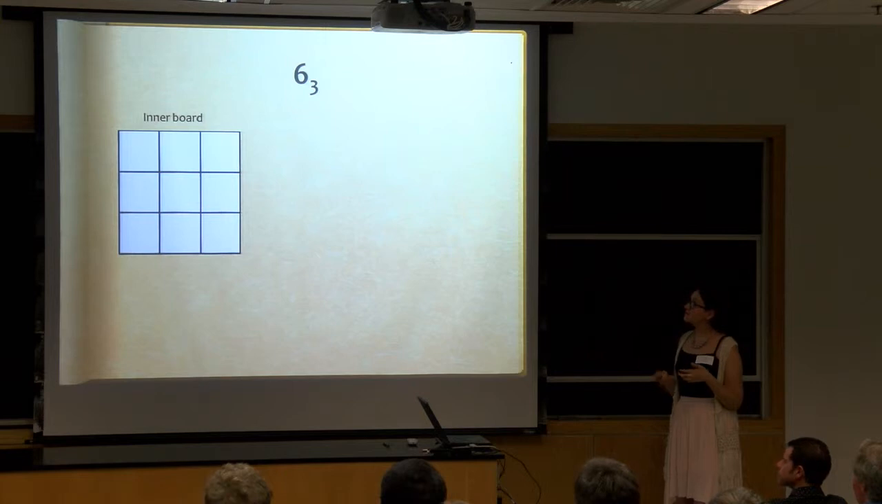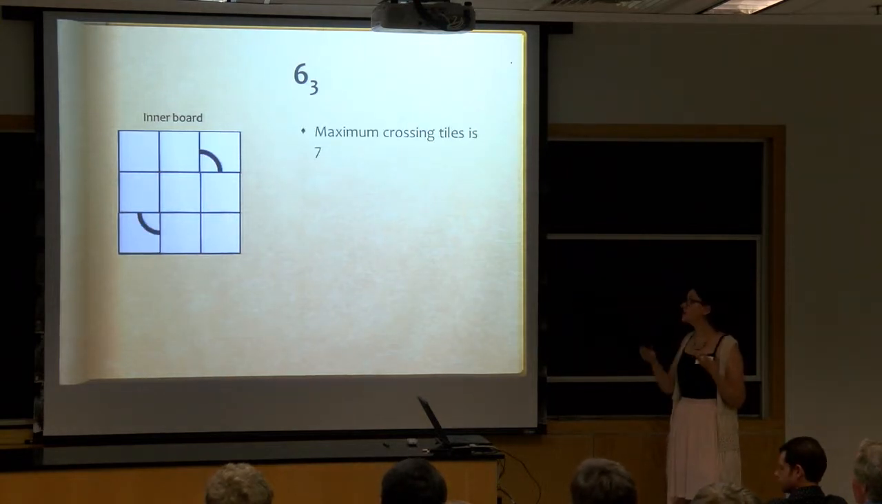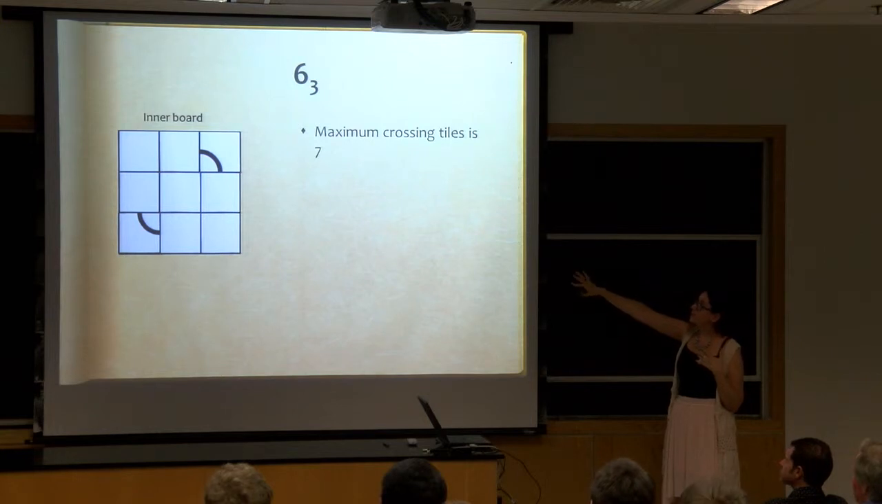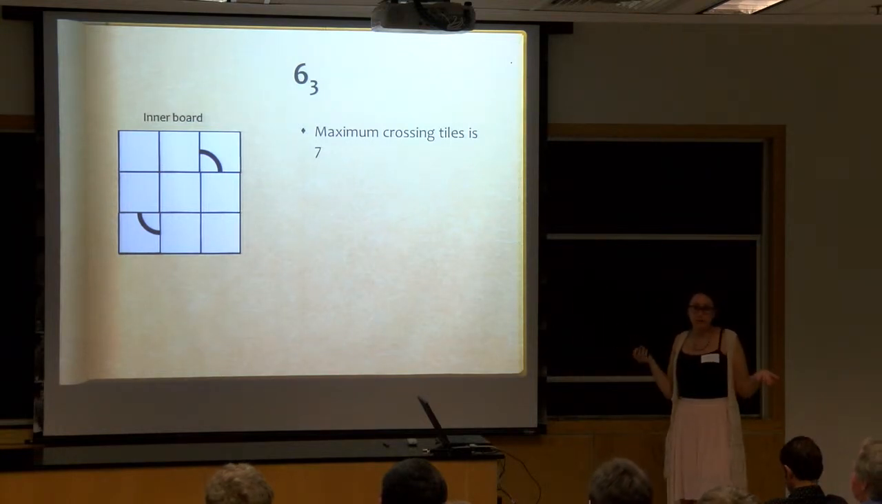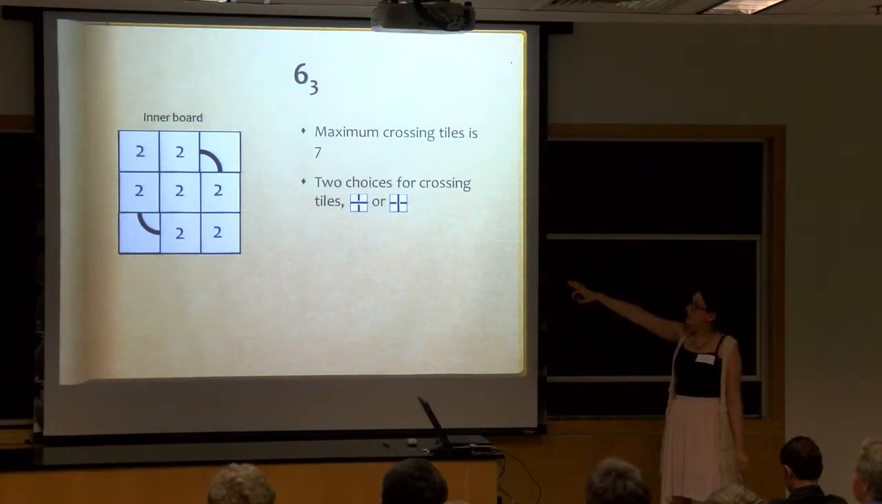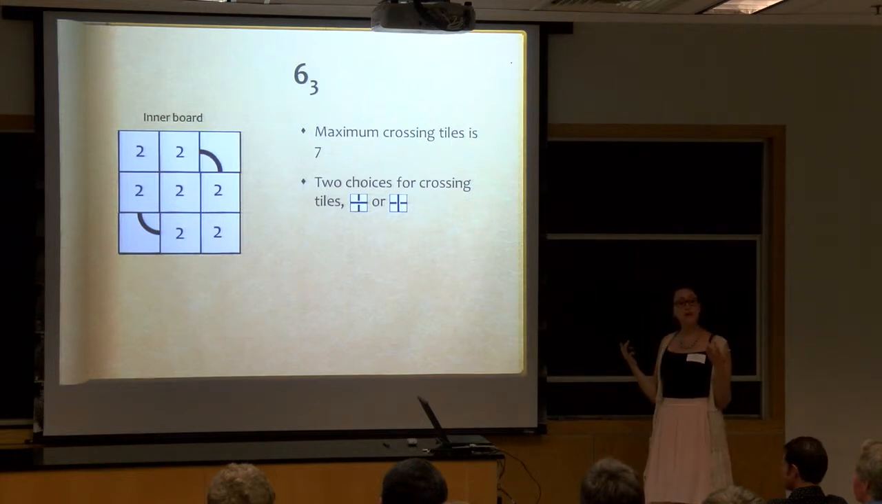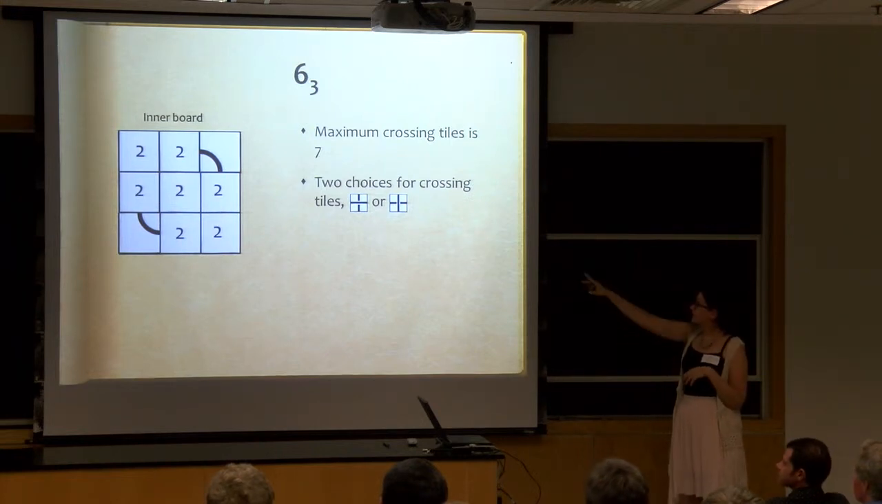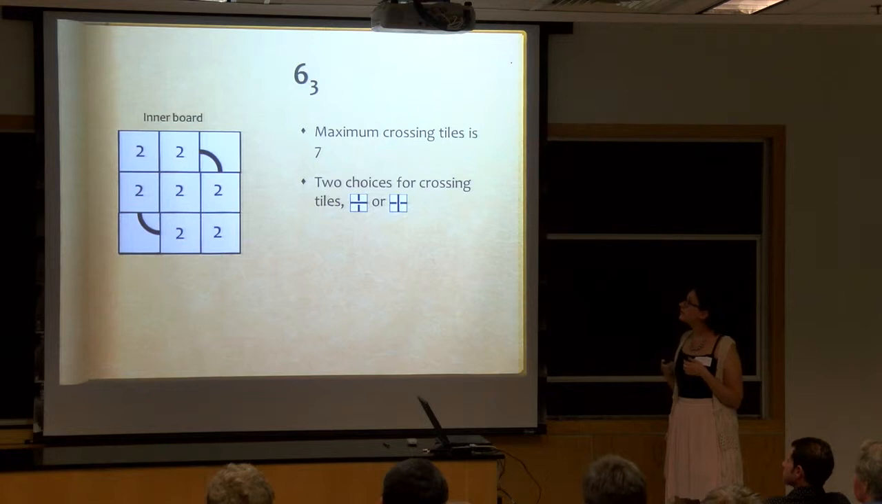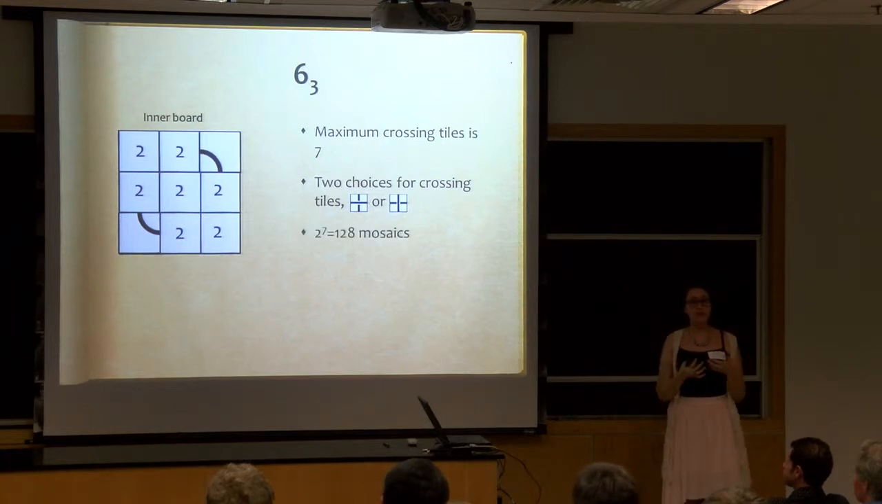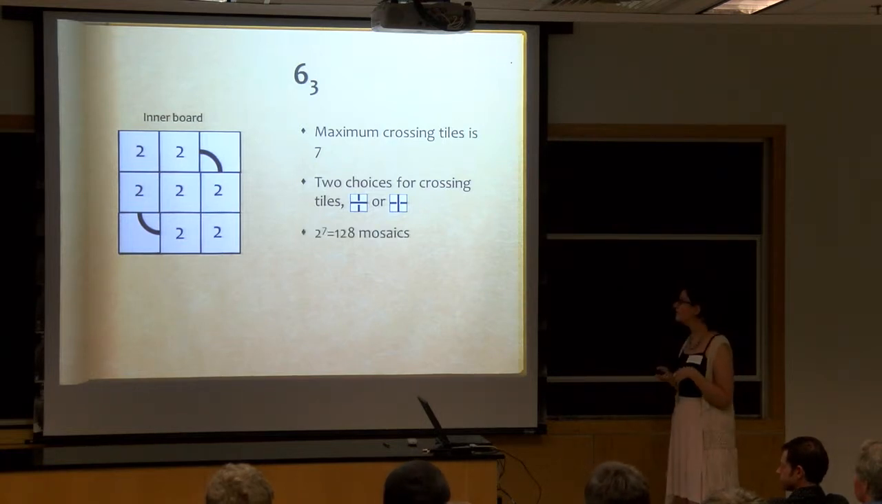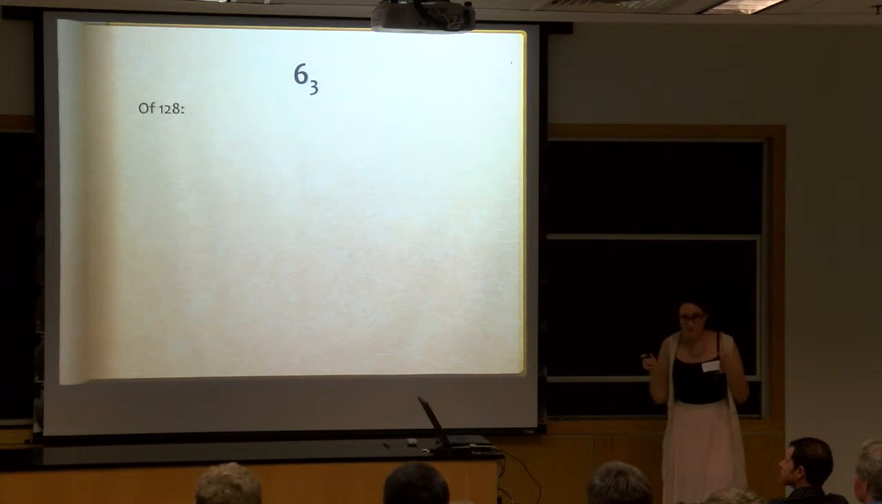So when you do this, you look at your inner board again. And we said we can't have 3 crossings in a row. So if you already say that, the most amount of crossings you can place is 7, which is what we're looking for. Well, each crossing, or each placement has 2 tile options, which are those 2. It's like the over and the under crossing. So basically, you have 2 to the 7th, or 128 different mosaics. So we built all of those.